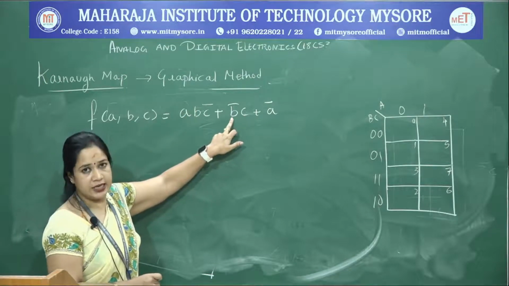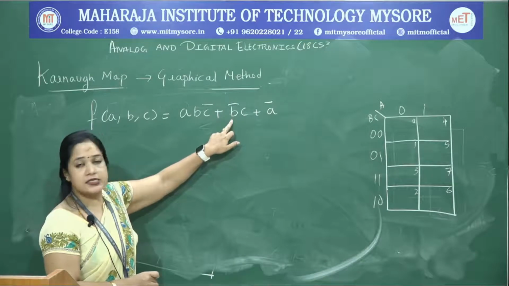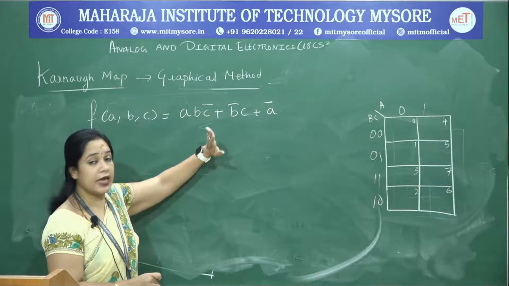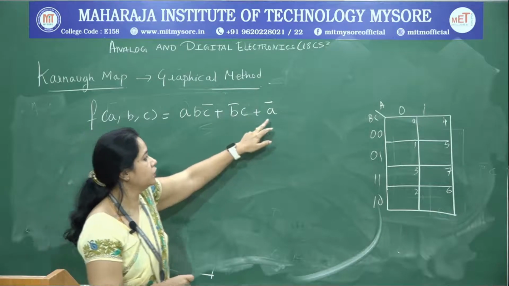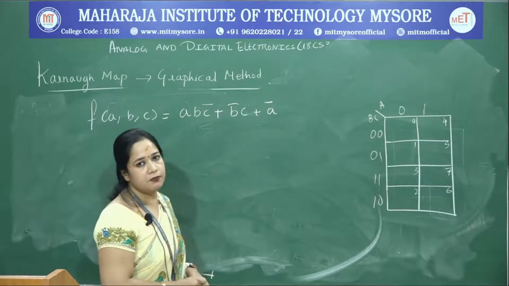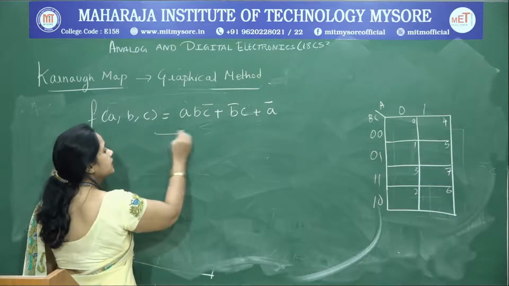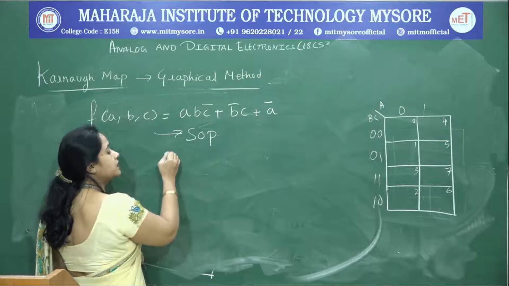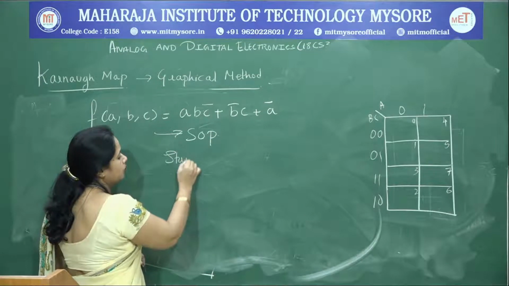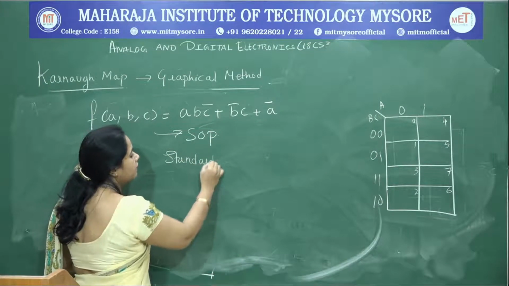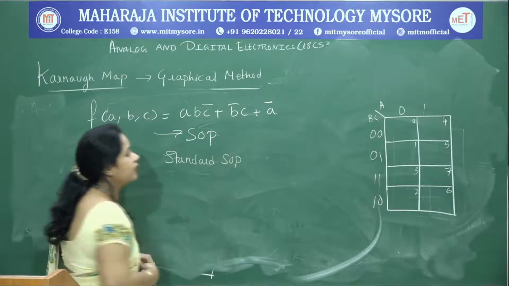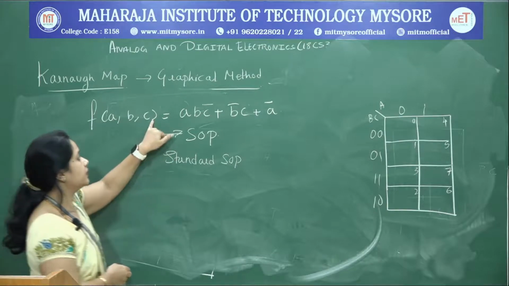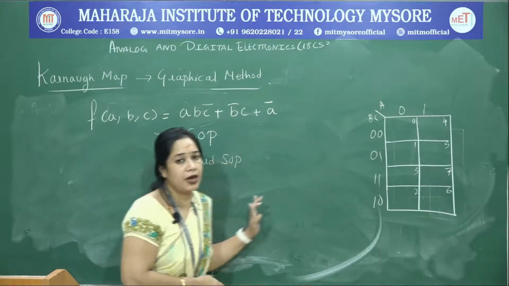But here, literal A is neither in its complemented nor in uncomplemented form, that is, literal A is missing, and if you look into this, both B and C are missing. So I can call this an SOP form, but it is not in standard SOP form. When you have such a representation, you may find it difficult to map this onto your K-map.